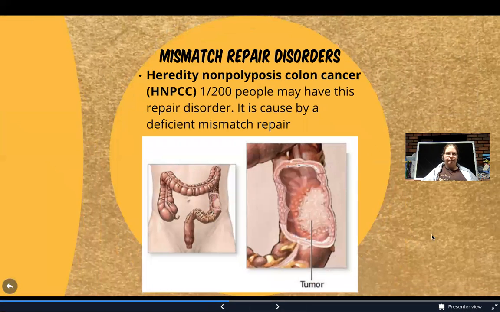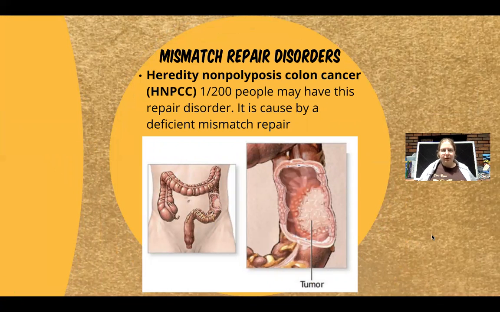All right. So mismatch repair disorder. There's something called hereditary non-polyposis colon cancer, or HNPCC. It usually affects 1 out of 200 people, and it is a deficient mismatch repair. What happens is the enzymes, as they're checking the newly developed DNA, may not notice a bulge in the DNA, or they might notice it but can't fix it. That affects how the DNA gets replicated next time, and it can lead to, as you see here, these tumor growths within the colon.